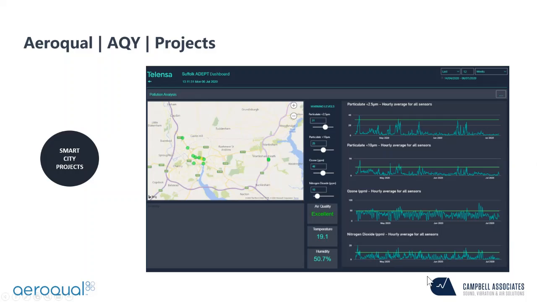This is the dashboard they created for this pilot project, where they can look at and analyze the data on a daily basis. Telensa have deployed, I think so far, 20 of our AQYs. And as this project has been successful, they will probably be looking into deploying more monitors. I'm not sure if for this specific network, but probably working with other councils as well.